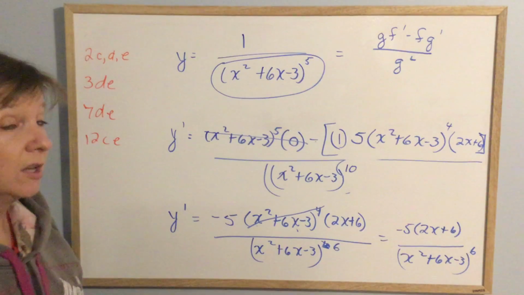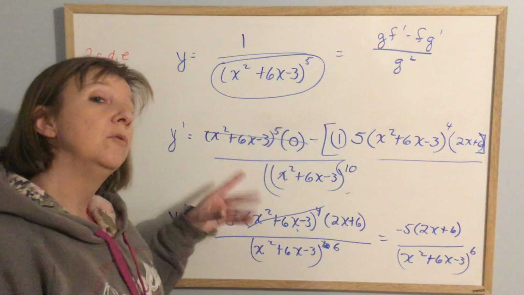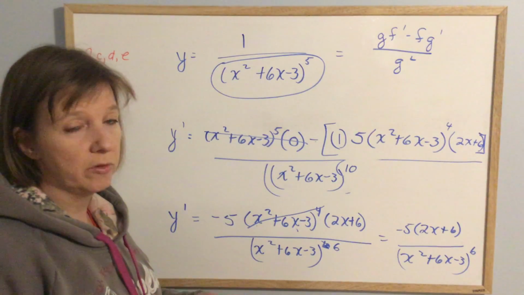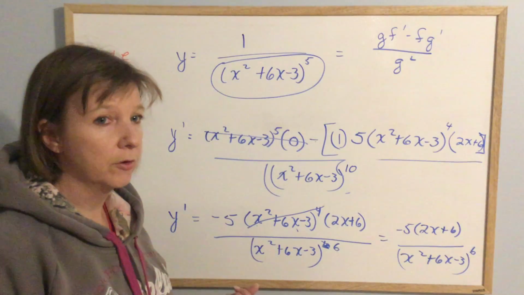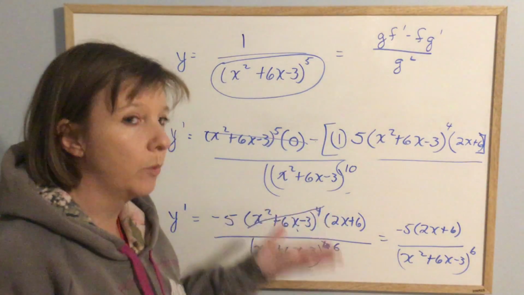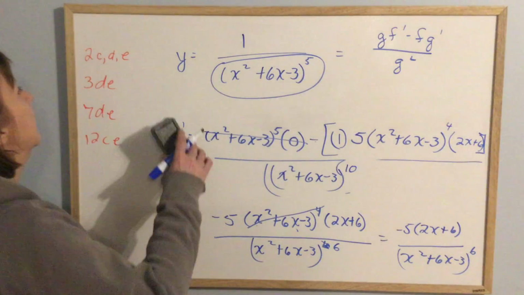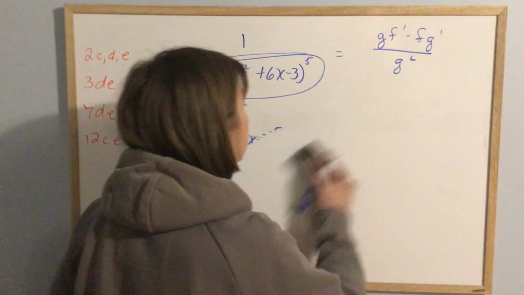I get the same answer doing the quotient rule as I did by moving it up first, but to me this was a lot more work, which is why I did it the first way the first time. So if this confuses you but the other way doesn't, then do it the other way, okay? All right.